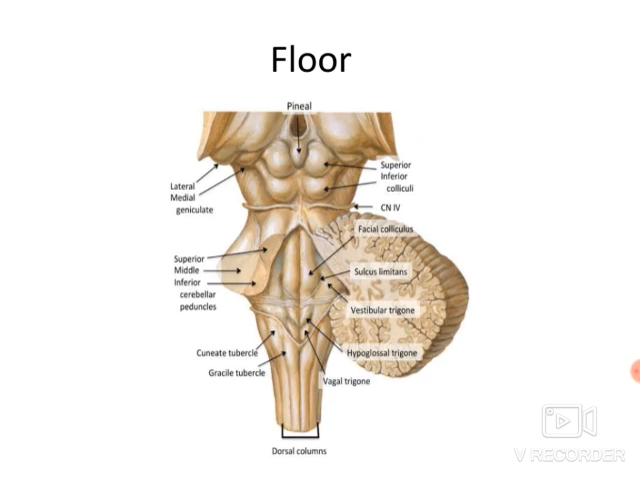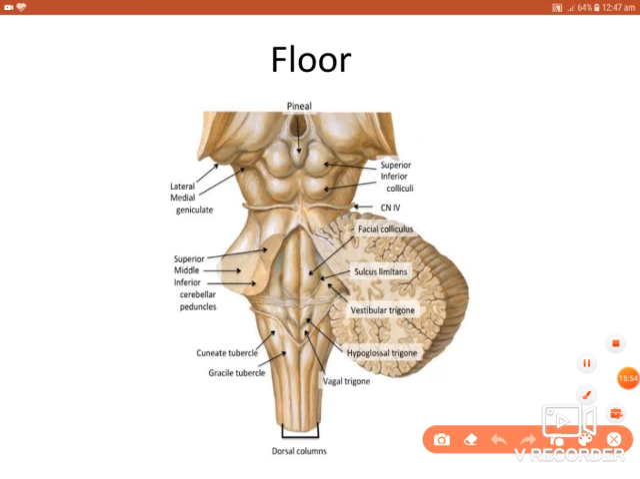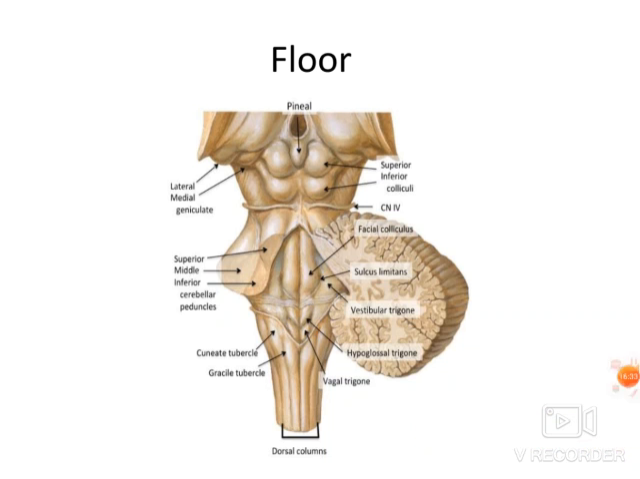Then back to the features of the floor. This shape here is rhomboid, so it's also called the rhomboid fossa. Then in the middle, you can see there is a median sulcus, which divides this floor into equal halves. Then in the lower one third, this is the striae medullaris, which divides this floor into an upper large triangular area and a lower smaller triangular area.